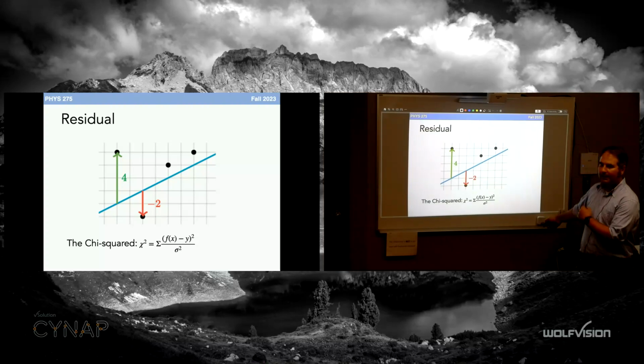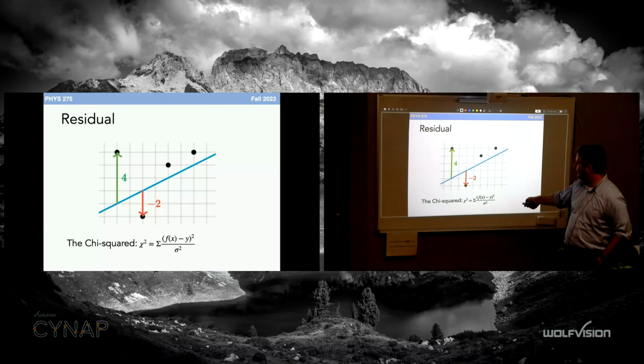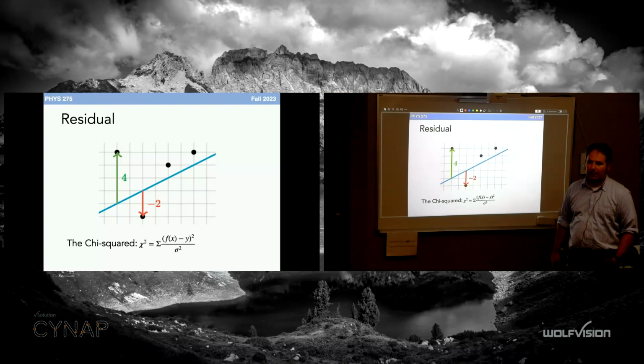and then sum them all together. Or like this. I have the function that I'm trying to describe, so give it the x values. I'm subtracting that, or subtract the y points from that, take the square of that, divide by the uncertainty in the measurement, and sum them all together, and that's called the chi-squared.